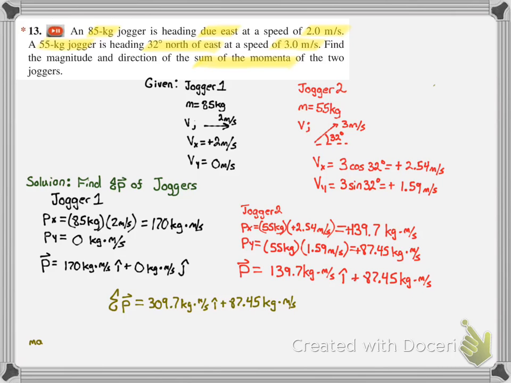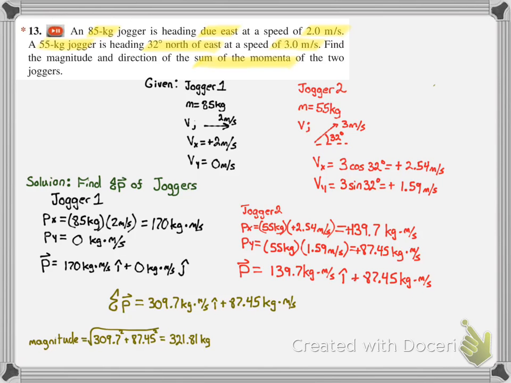But we're actually not done yet, because the question specifically says find the magnitude and the direction of the momentum. Since I know its x and y components, for the magnitude, we can use the Pythagorean theorem, a squared plus b squared equals c squared. So our magnitude is 321.81.